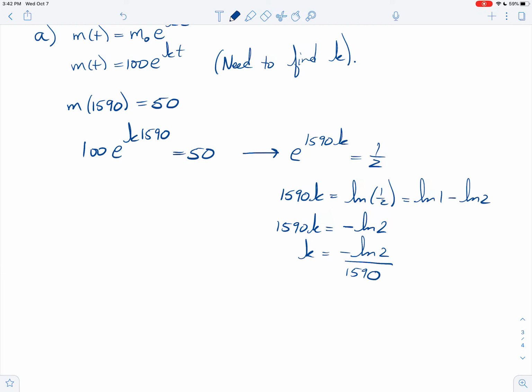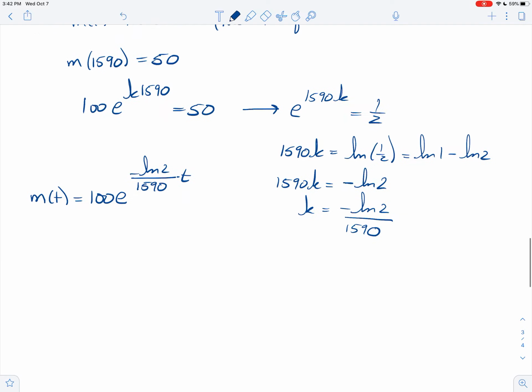And so now I'm finally ready to answer part A. I can say the formula for the amount of radium-226 after t years have passed is 100 e to the minus ln of 2 over 1590 times t.